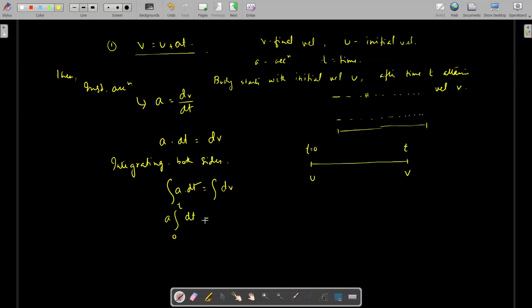On one side we integrate time, and on the other side the integration coefficient is dv, so velocity will be integrated. The velocity limits go from the initial value u to the final value v. For 0 to t, this is the lower limit and this is the upper limit, meaning this was the initial condition and this is the final condition.